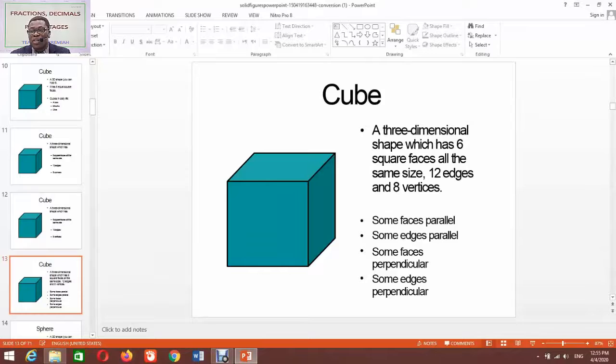On this screen, it is a cube, a 3-dimensional shape which has 6 square faces all the same size, 12 edges, and 8 vertices. Some faces are parallel, some edges are parallel, some faces are perpendicular, and some edges are perpendicular.